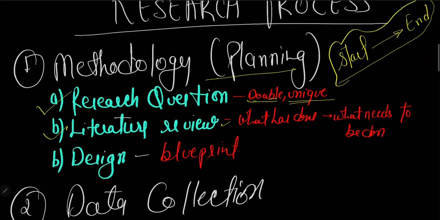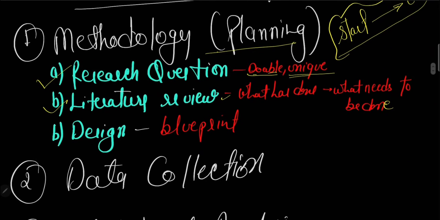Second, literature review. Why do we do that? Because we need to know what has previously been done already. What researchers have done already and what needs to be done. By literature review we can know that. Third is design. It's like preparing a blueprint: how many groups we will be taking, how many samples, the sample size, everything we need to design, making a blueprint to work on.